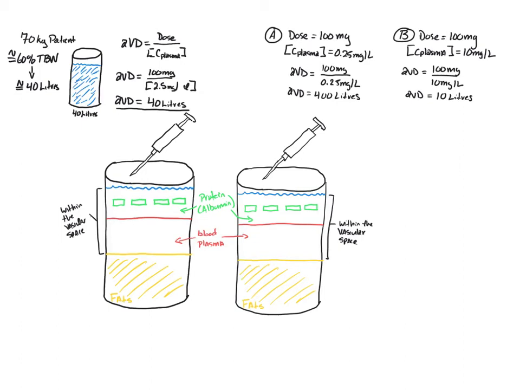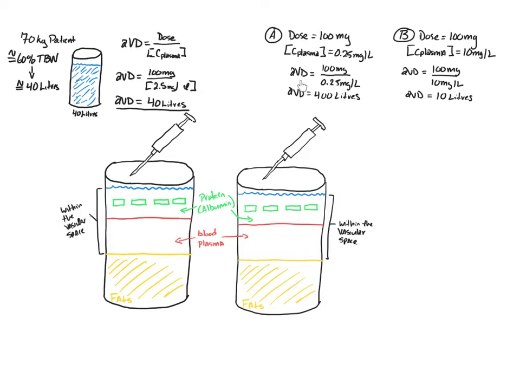So now I want to give you guys a couple of examples. Let's say that we now have example A here. We take 100 milligrams of some substance, some drug. We inject it, we give it via IV push, IV bolus, and we allow it to get into the central circulation, and then we check the plasma concentration. In this case, I get a plasma concentration of 0.25 milligrams per liter.